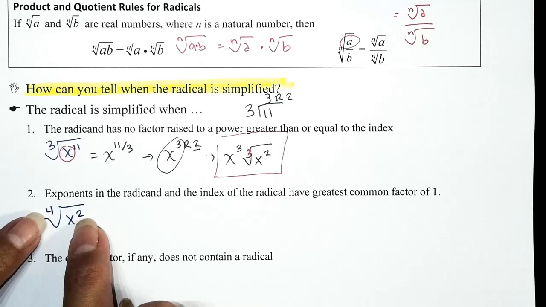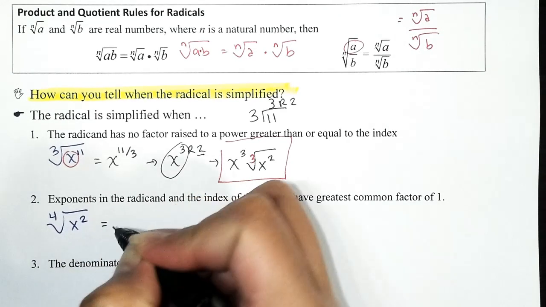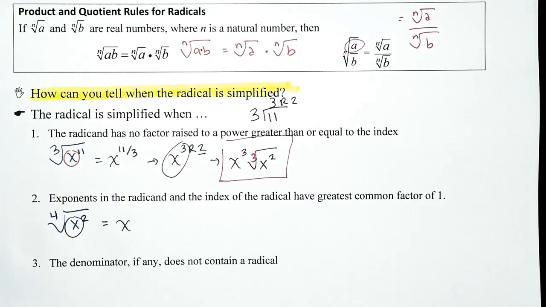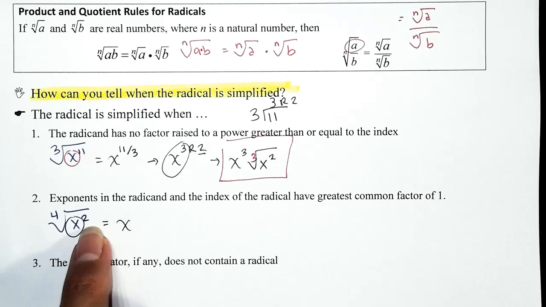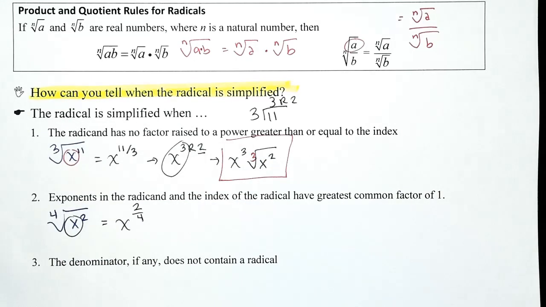It's really hard for me to see how we're going to tone it down. So what we are going to do is write this in exponential form, so get it out of the radical. To get it out of the radical, we're going to keep the base of x and then write the exponent as a fraction. So how? Current exponent divided by the index.